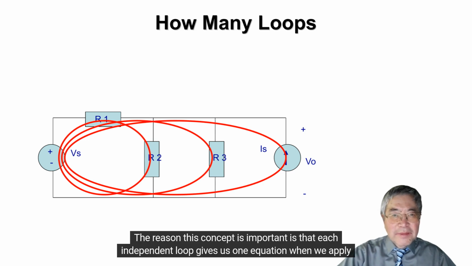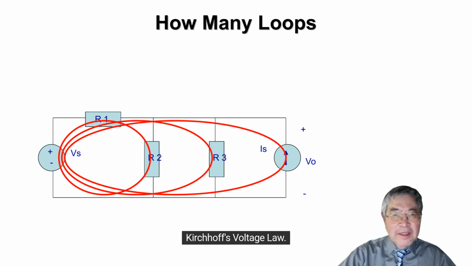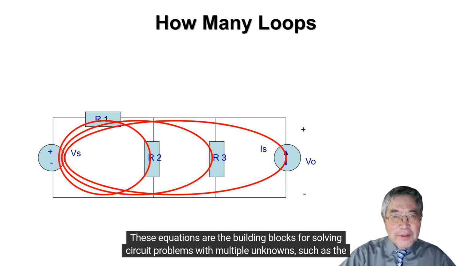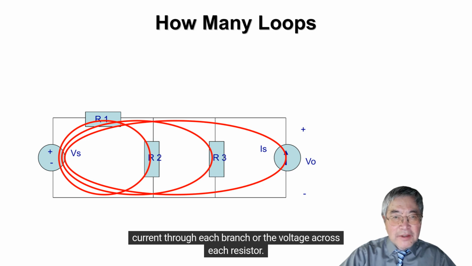The reason this concept is important is that each independent loop gives us one equation when we apply Kirchhoff's voltage law. These equations are the building blocks for solving circuit problems with multiple unknowns, such as the current through each branch or the voltage across each resistor.